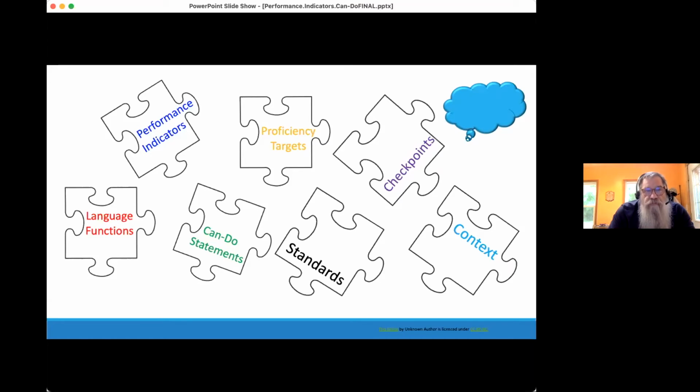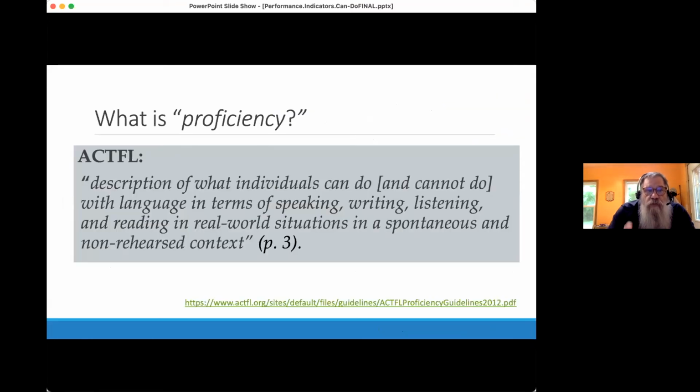So let's start reviewing some basics. First of all, what is proficiency? ACTFL defines proficiency as a description of what individuals can do and cannot do with language in terms of speaking, writing, listening, and reading in real-world situations in a spontaneous and non-rehearsed context.